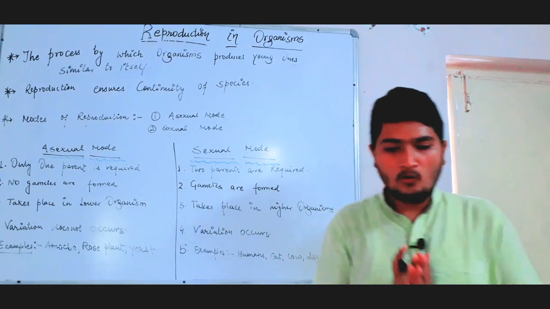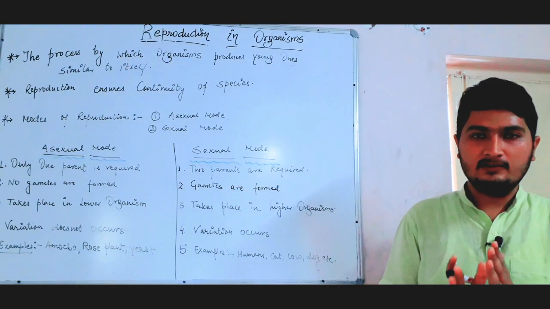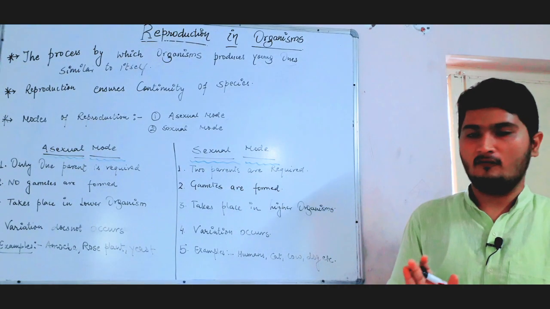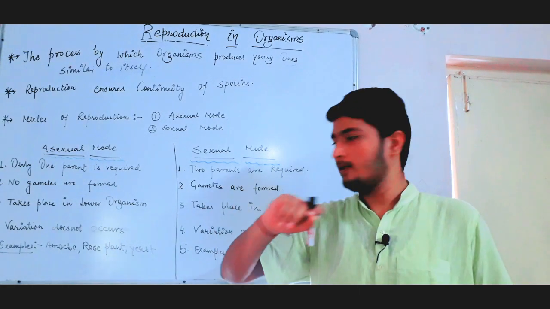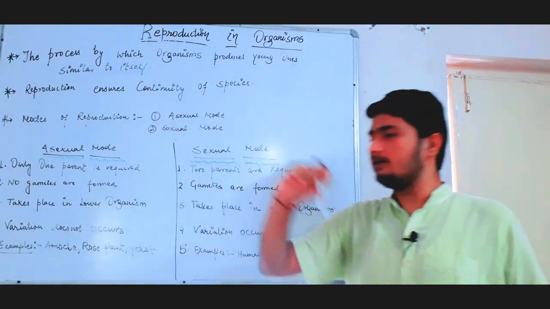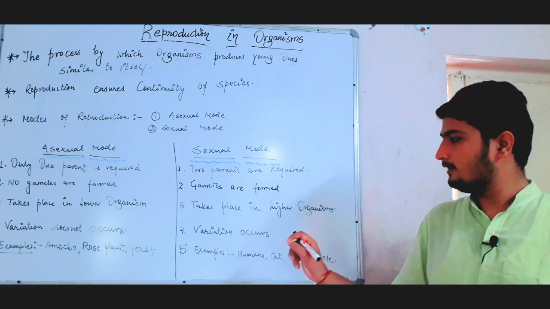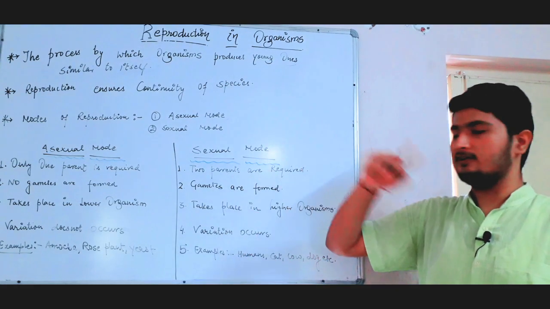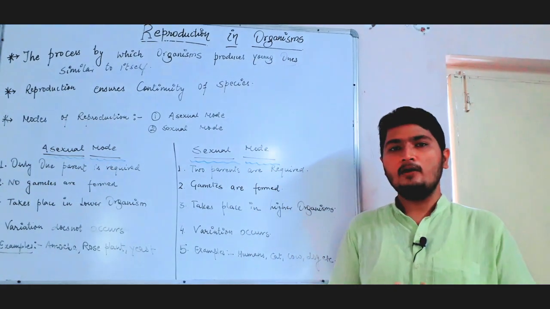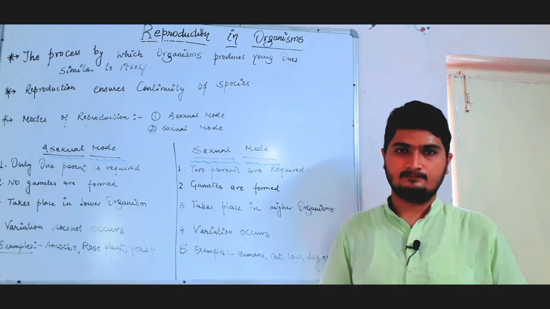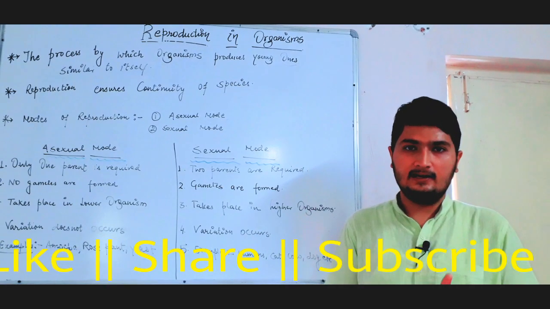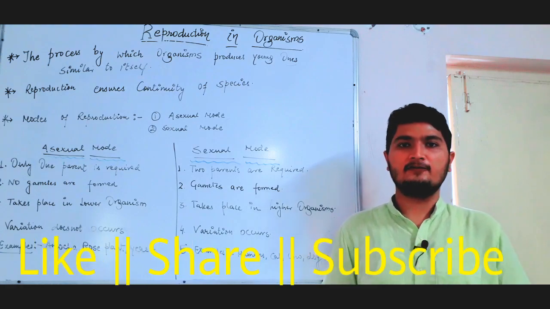The most important difference between the sexual and asexual mode of reproduction is this point. Variation does not occur in asexual mode of reproduction, while variation occurs in the sexual mode of reproduction. What do you mean by this term variation? Variation is the degree by which we differ from our parents.